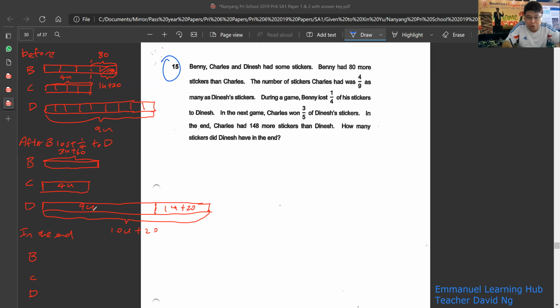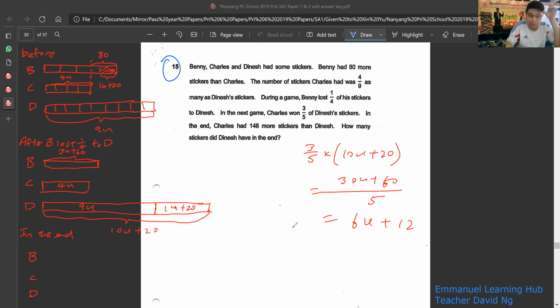And Charles won 3/5 of it, right? Yes. Okay, this one will become 30U plus 3 times 20 is 60, over 5. 30 divided by 5 is 6U. 60 divided by 5 is 12. So 6U plus 12. Charles won 6U plus 12.